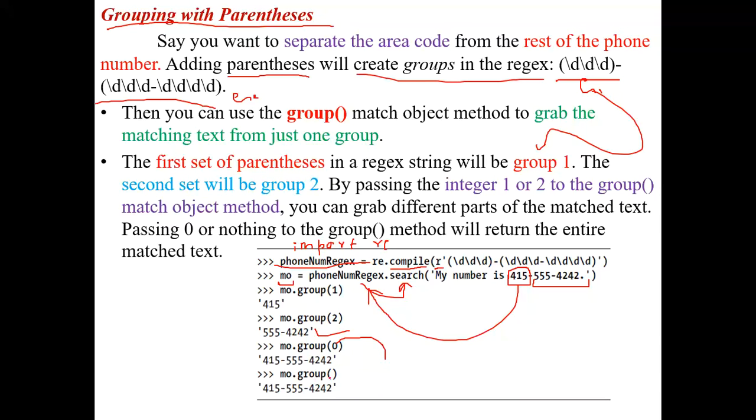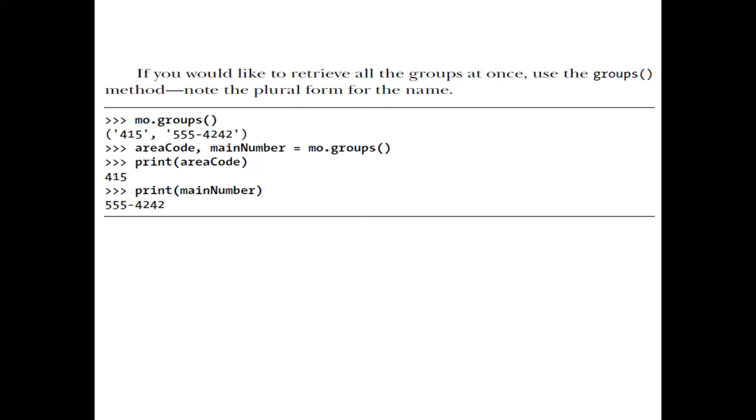Lastly, we have observed here that for the group method we have not passed any argument at all. In both cases it is going to return the entire matching text that corresponds to the pattern. This pattern maps to a valid phone number, which is going to have 12 characters in length, including hyphens.